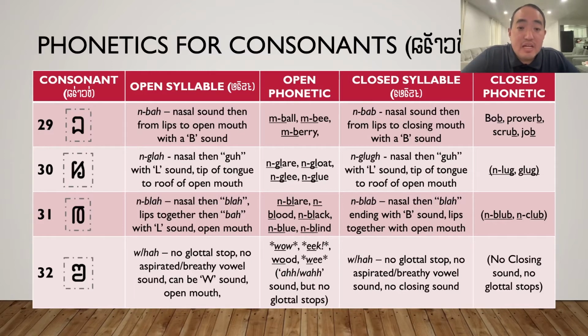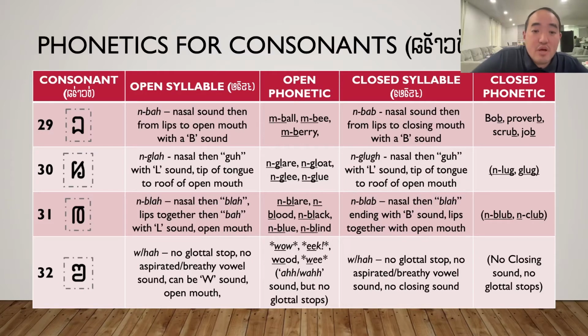Now for the closed phonetic, it'll be glug. So it'll be the nasal sound with the g and the l sound, but it'll also end with a gug sound, right? Glug. And you'll see in the word like the closest one is glug. And those are the closest phonetic words that I find that you could produce the closing phonetic for ngla, glug, ngla, glug.